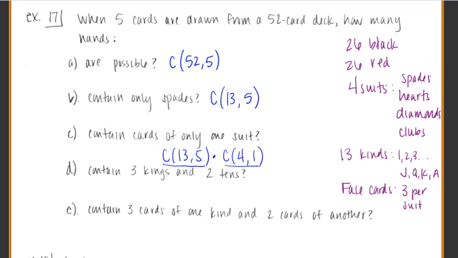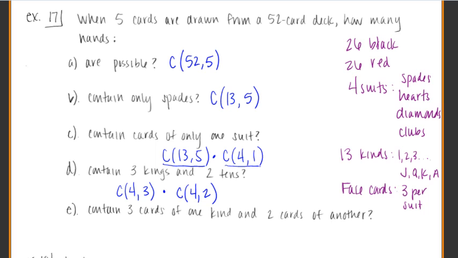We want to draw 5 cards. Specifically, in our hand, we want to have for sure 3 kings and 2 tens. Okay, well, how many kings are there total in the deck of cards? There are 4 kings, and we need 3 of them. How many tens are possible in a deck of cards? There are 4 tens, and we specifically want 2 of them. So together, by multiplying, that'll tell me how many hands will have specifically 3 kings and 2 tens.